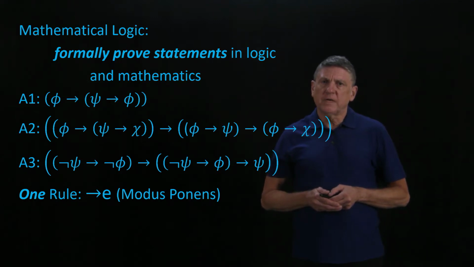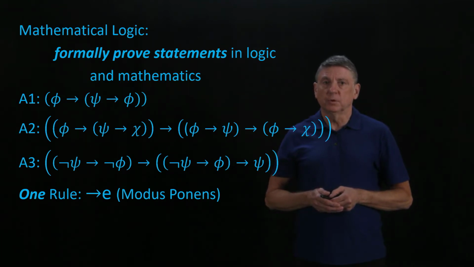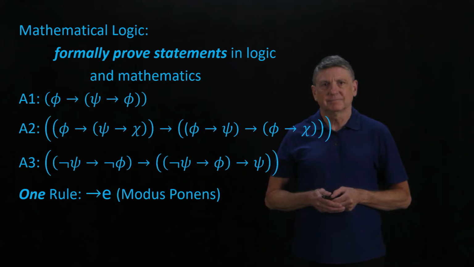After about 40 years of use, it was shown that these axioms are consistent. That is, using these axioms and this proof rule, we cannot arrive at a contradiction. Now, let's turn to natural deduction.